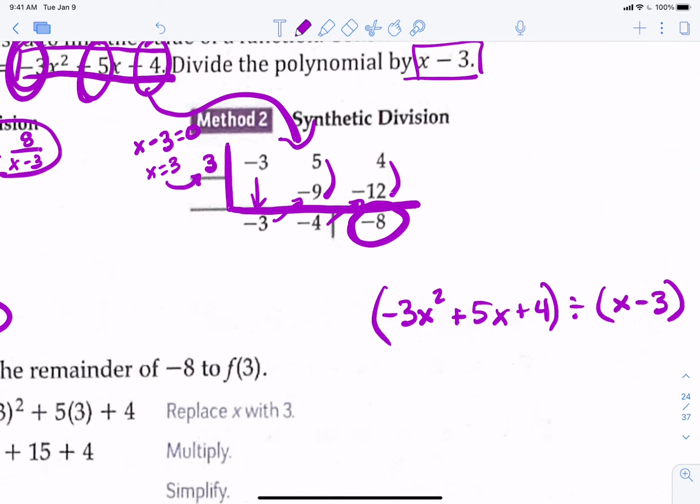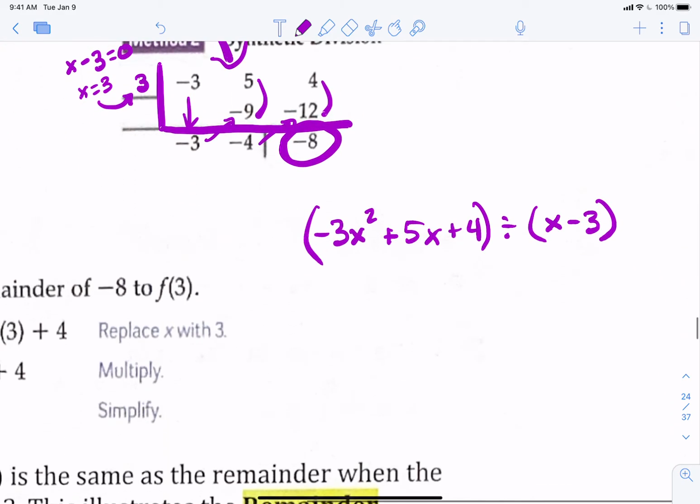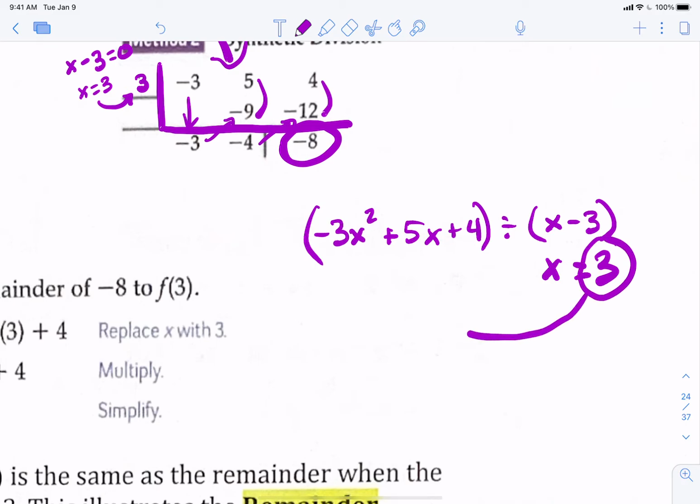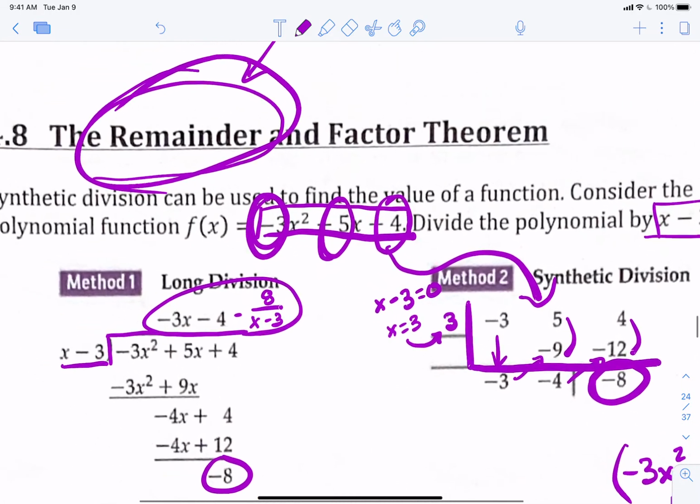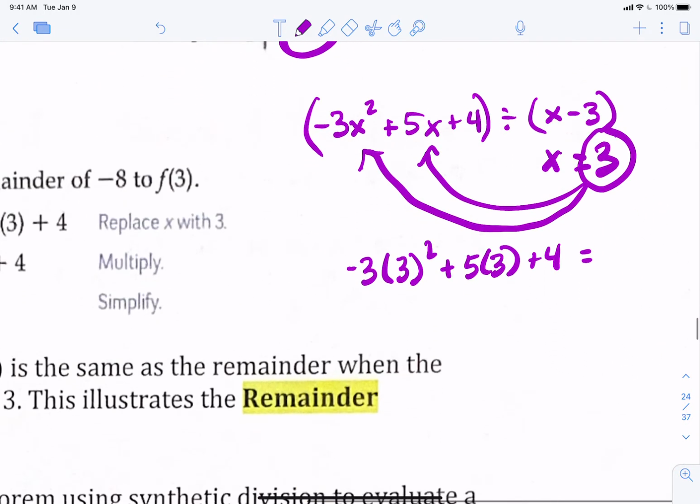And if I want to check my answer, the first thing I do is I set this guy equal to 0, so x equals 3, right? I can take this 3 and plug that 3 in for x in my equation, and we get an answer, and we figure out what that answer is, right? Negative 3 times 3 squared plus 5 times 3 plus 4. What do you think the answer is going to come out to be? Because this is called the remainder theorem, right? It should be negative 8, right? So whatever we plug in should come out to be negative 8, okay?